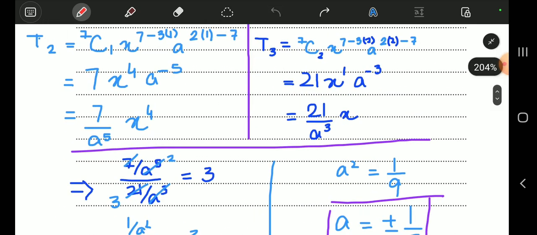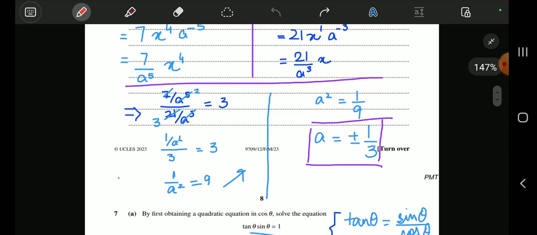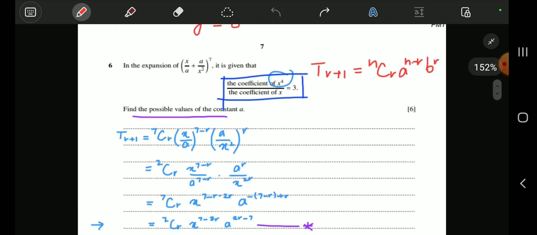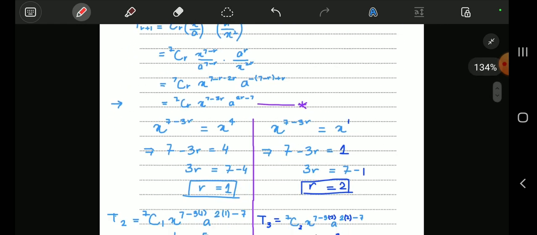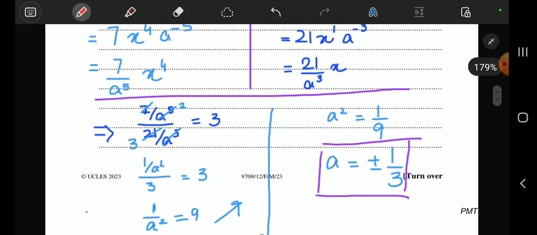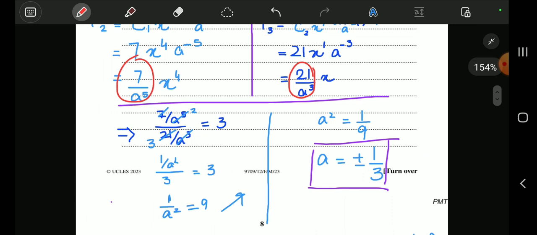Now, next thing is, we are going to use the given initial relation that says the coefficient of x^4 over the coefficient of x is equal to 3. See, coefficient of x^4 is this and coefficient of x is this. So divide them, they will be equal to 3. So 1 over a square over 3 is equal to 3. So that means 1 over a square equals 9, and a square equals 1 over 9. So this implies that a is equal to plus or minus 1 over 3.